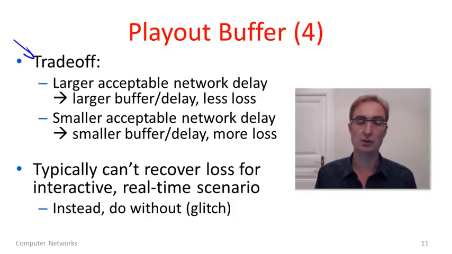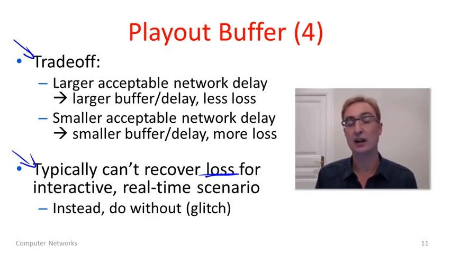If we choose a smaller network delay as the largest acceptable network delay, then we'll use a smaller buffer. We'll have a smaller delay in terms of when the information is played out relative to when it was sent across the network. However, a larger fraction of packets won't arrive by the deadline and they'll be treated as loss. And what's implicit in what I'm saying here is that if packets don't arrive by the deadline, typically we'll treat them as loss and not try to recover them.